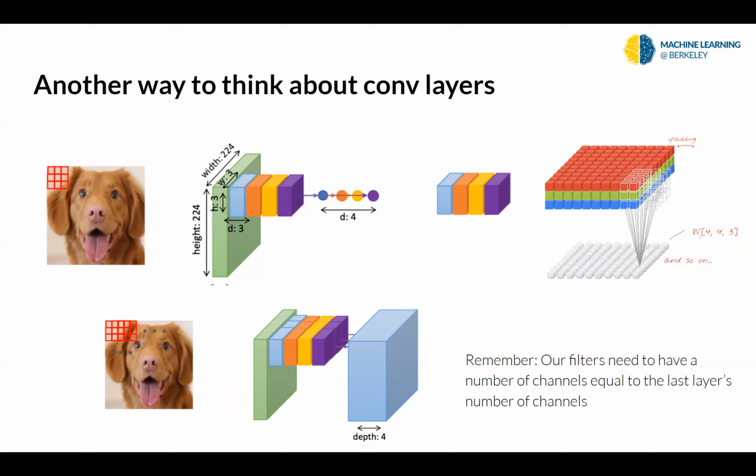And if you look at the graphic on the right, the same thing is shown, where our filter has a depth equal to the depth of our original image. And for each filter that we use, we add another layer of depth to our output. The key thing, especially when you're building your own CNNs, is that the number of channels of our filter has to equal the number of channels in the layer that we're trying to apply this convolution to.